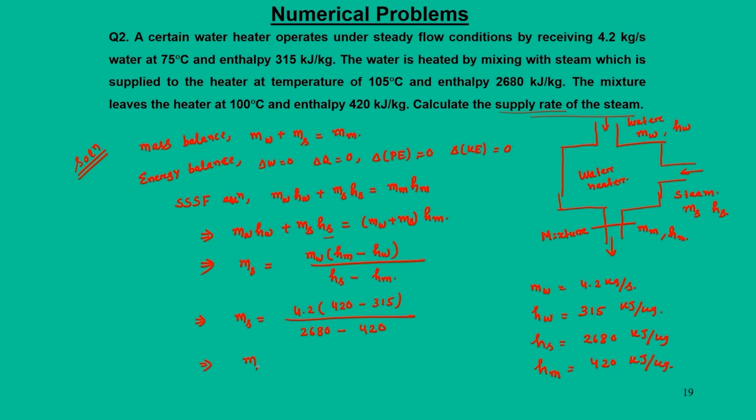So, we say MS is equal to 0.195 kg per second. Since this number is low, we can convert it into kg per hour. Just multiply this MS value by 3600, and we have 703 kg per hour. So, the supply rate of steam is 703 kg per hour.